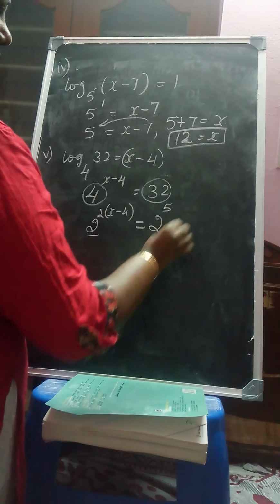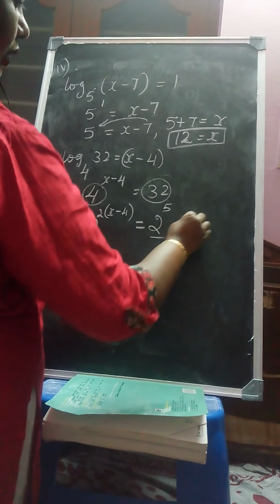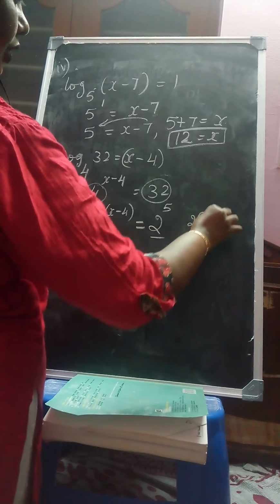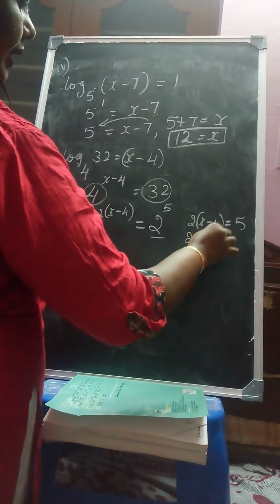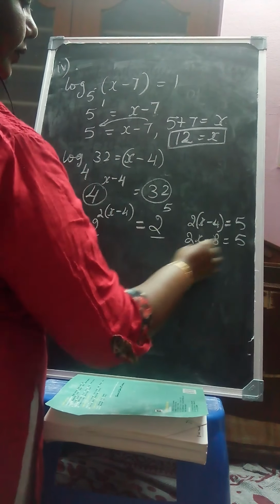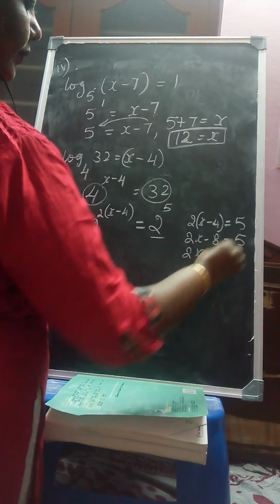Now see here, on both sides it is 2. So I can equate the powers. 2 into x minus 4 is equal to 5. 2x minus 8 is equal to 5. 2x is equal to 5 plus 8.